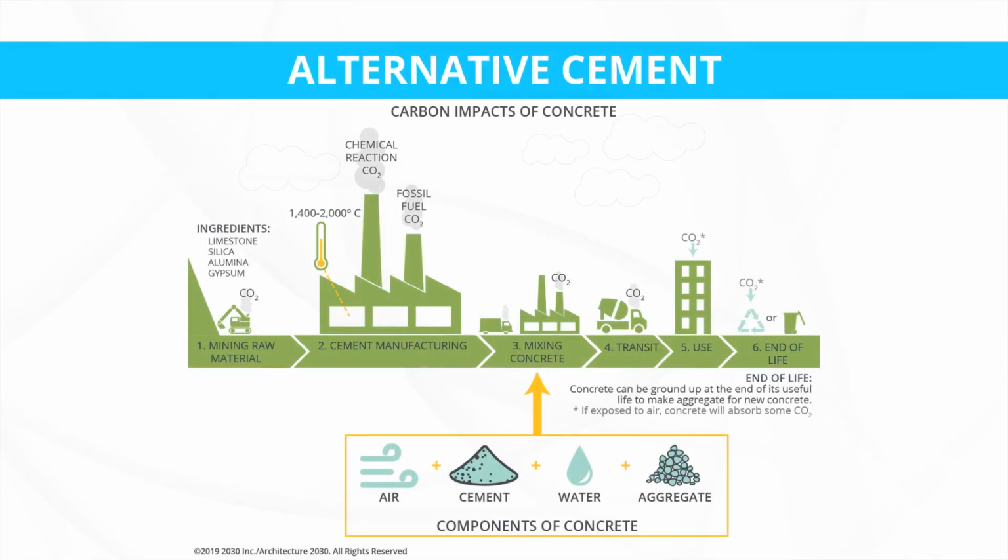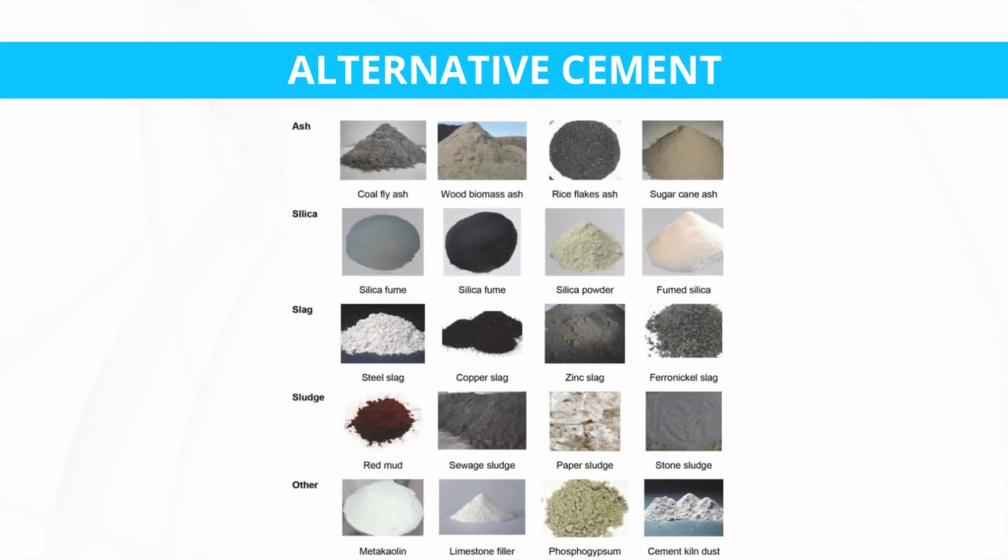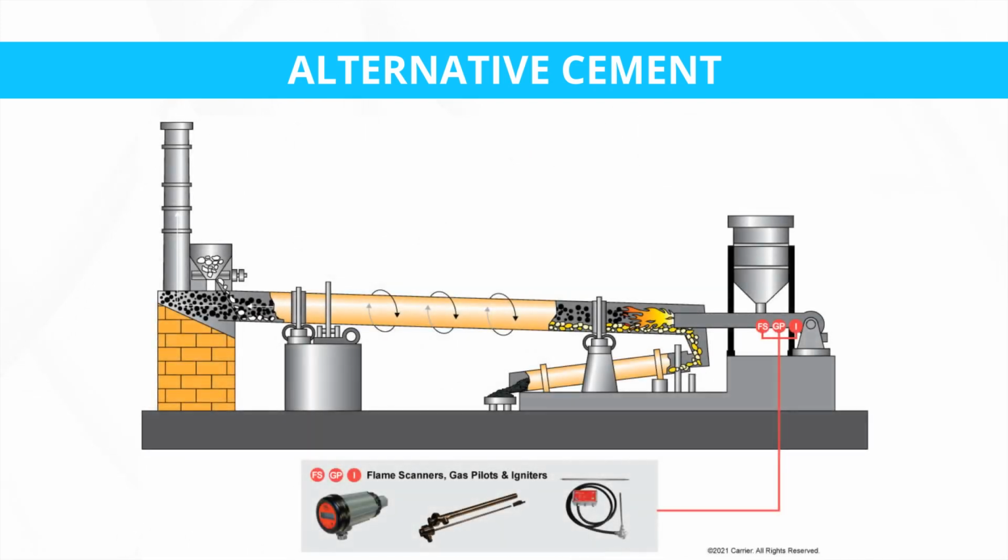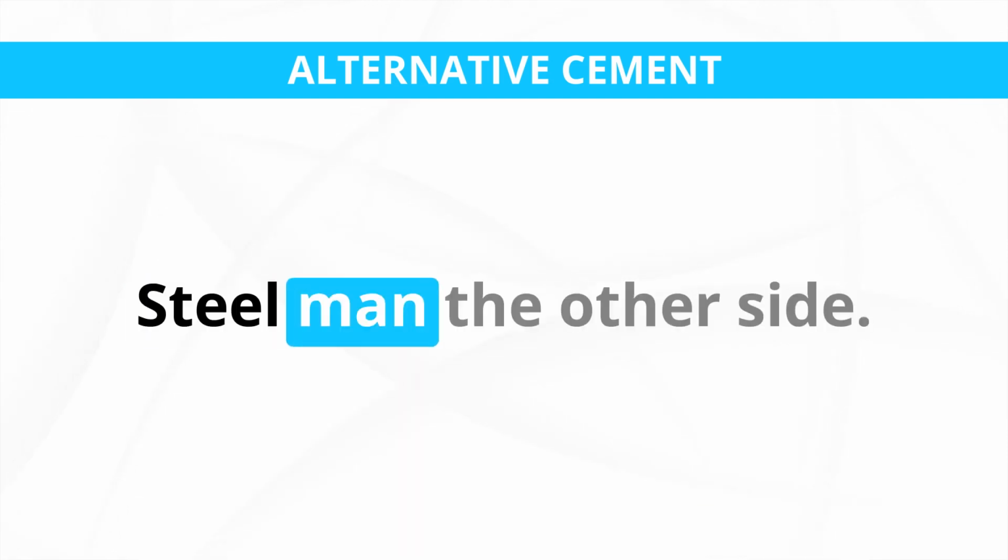Traditional Portland cement production is a major source of carbon dioxide emissions, contributing significantly to global greenhouse gas levels. Alternative cements can significantly reduce these emissions through lower carbon content in their manufacturing process. Some alternative cements use industrial byproducts, such as fly ash and blast furnace slag, which diverts waste materials from landfills and reduces the demand for virgin raw materials. Utilizing alternative production processes, such as using lower kiln temperatures or renewable energy sources, reduces energy consumption and associated greenhouse gas emissions. Steelman the other side.